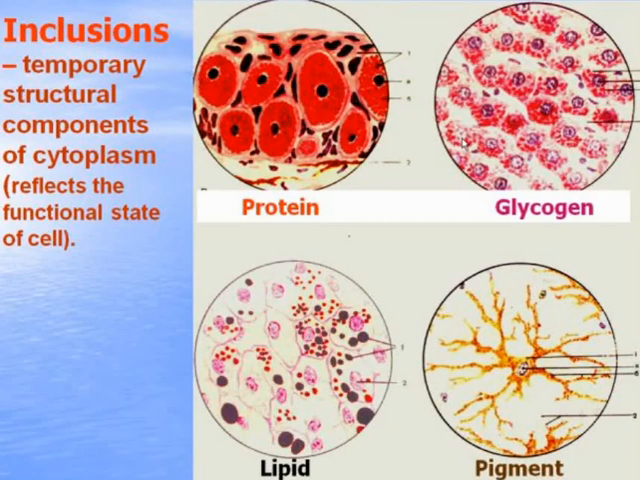Inclusions are the temporary structural components of cytoplasm. They reflect the functional state of the cell, so they can appear and disappear depending on the state of the cell. There are 4 types of inclusions. Trophic inclusions, as a store of food: protein inclusions, glycogen, carbohydrate inclusions, lipid inclusions, or pigment inclusions.